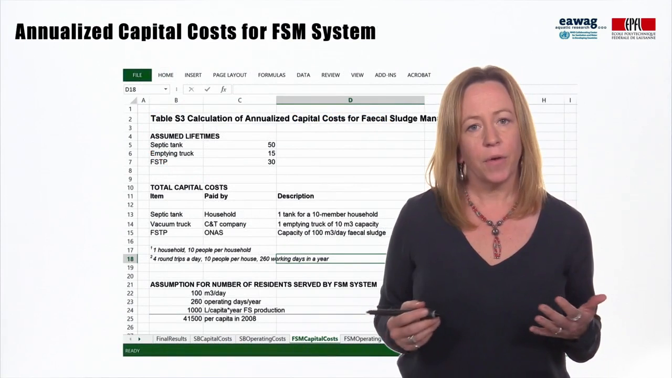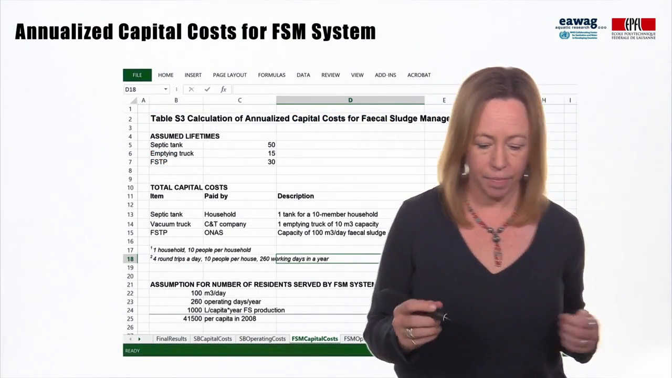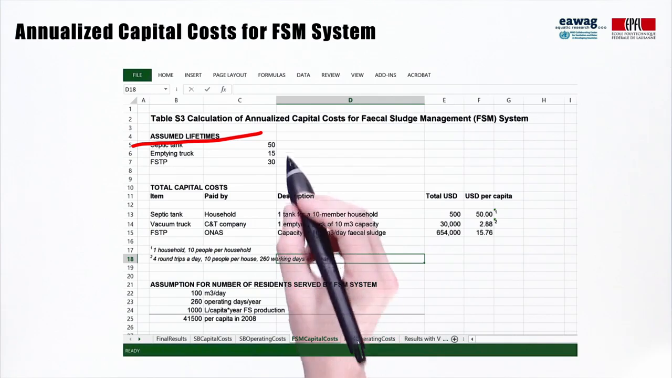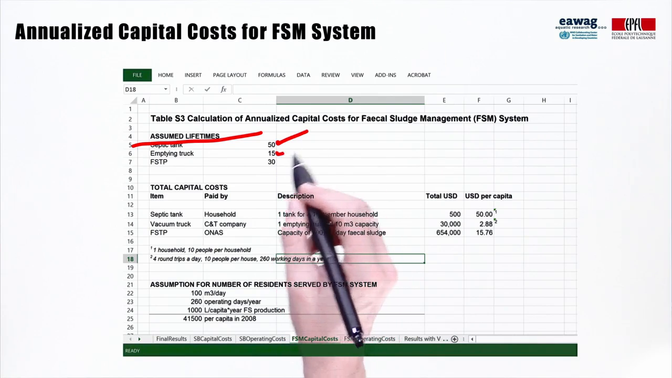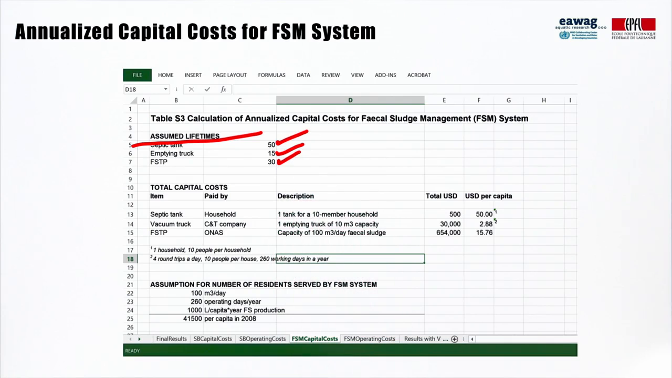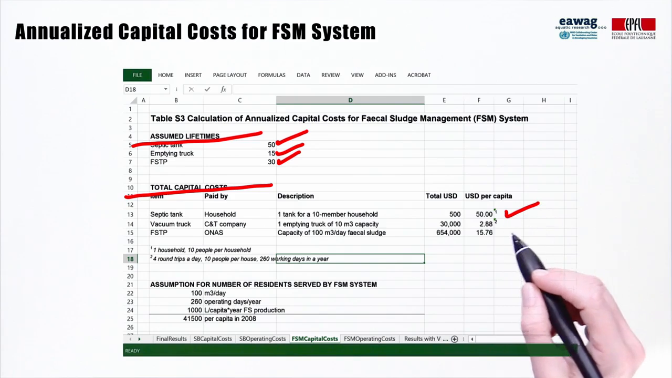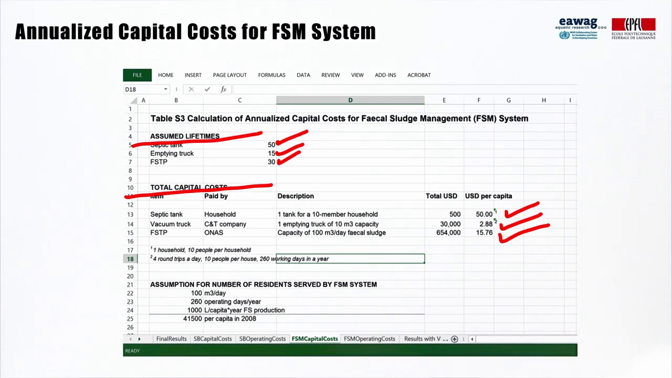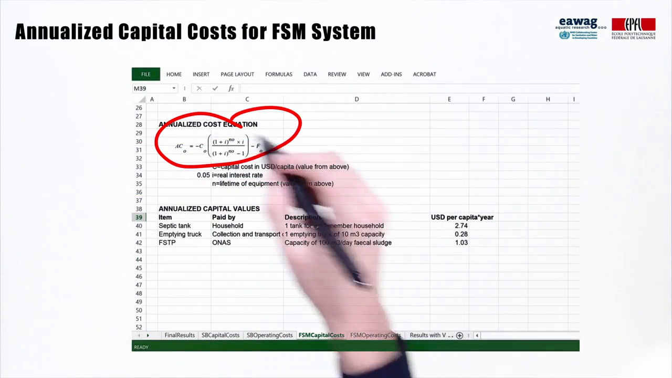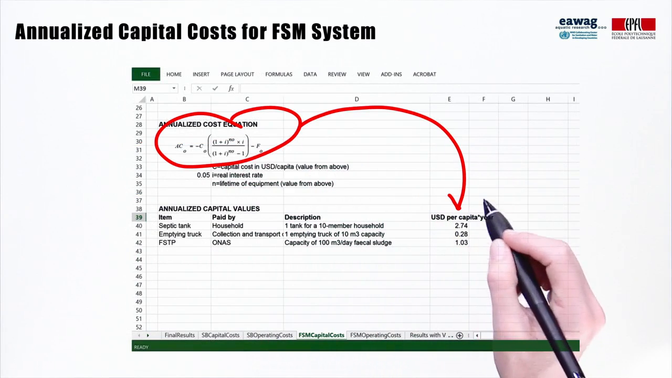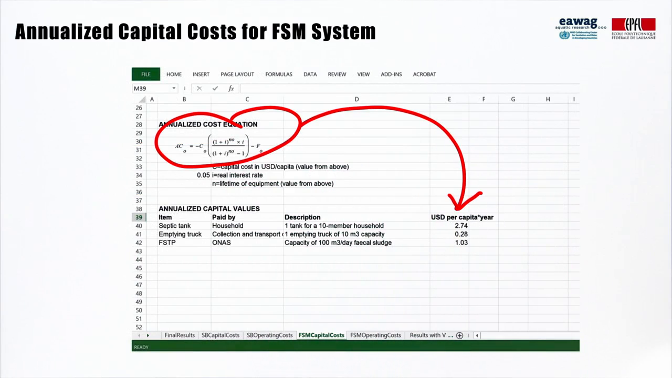We then did similar calculations for the fecal sludge management system, where first we had to assume lifetimes, here 50 years for a septic tank, 15 years for an emptying truck, and 30 years for the treatment plant. Then we have total capital costs for the septic tanks, vacuum trucks, and for the treatment plant. Again, then we have the number of per capita people that are served by the system. We then annualized these capital values and itemized annual operating costs, also presented in the supplemental information.